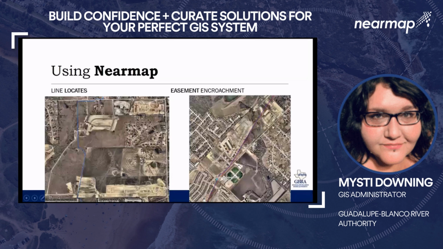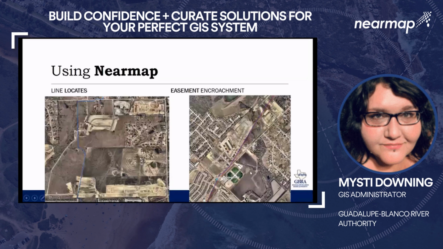Our engineering team also uses it quite a bit to evaluate easement encroachment. We have several cross-county pipelines that are in areas that are rapidly developing. So we've mapped out easements, and they will regularly do a review to see if there's easement encroachment.